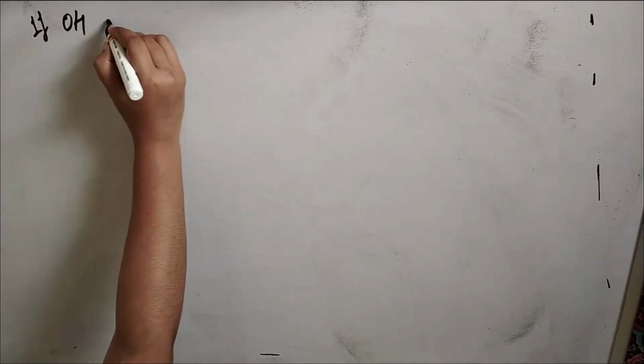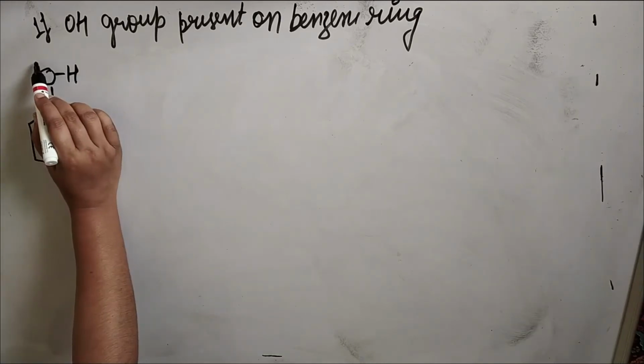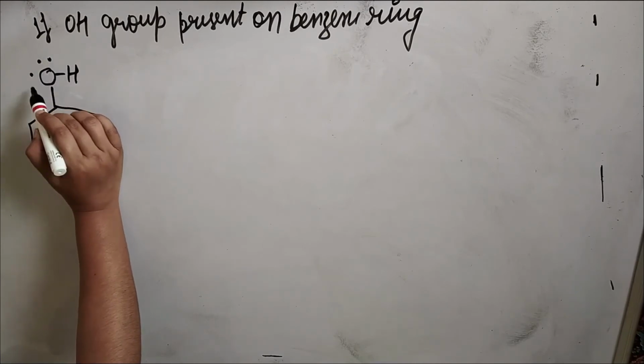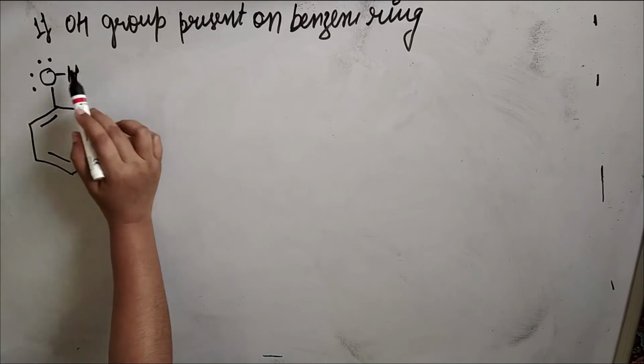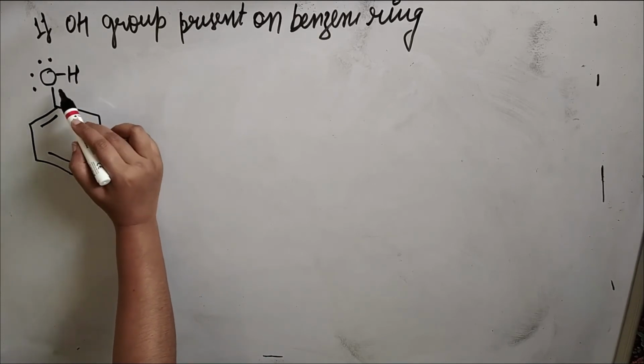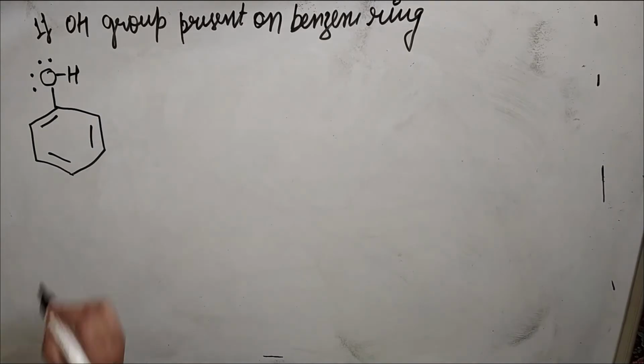Let's take an example of an activating group, like if an OH group is present on the benzene ring, how it will affect the reaction of benzene with other substituents. So let's draw the structure of the benzene ring with the phenol group. This is the oxygen with a lone pair of electrons. So this is the benzene ring with the phenolic group, the benzene ring with the OH group. The oxygen has a lone pair of electrons. So this is the first structure.